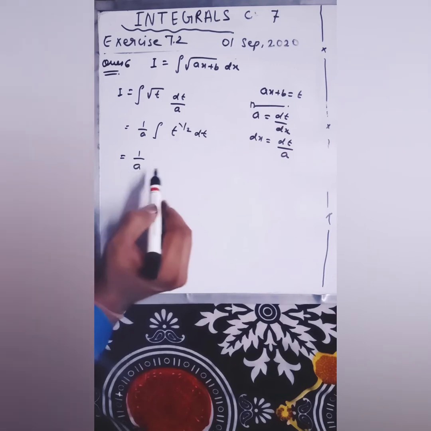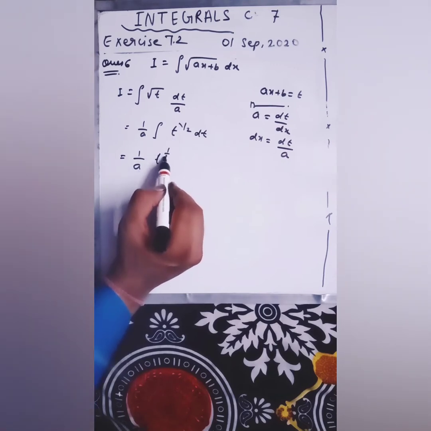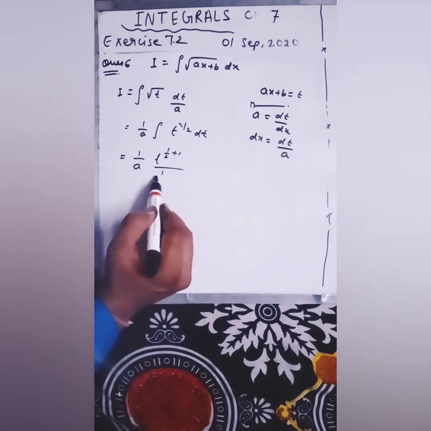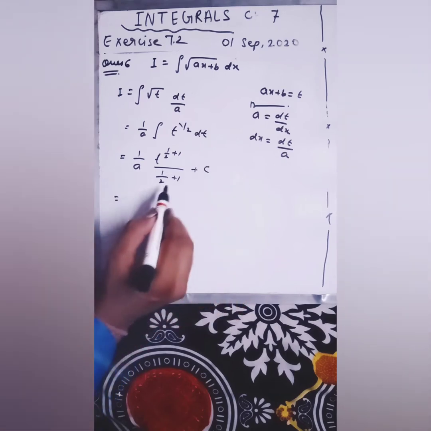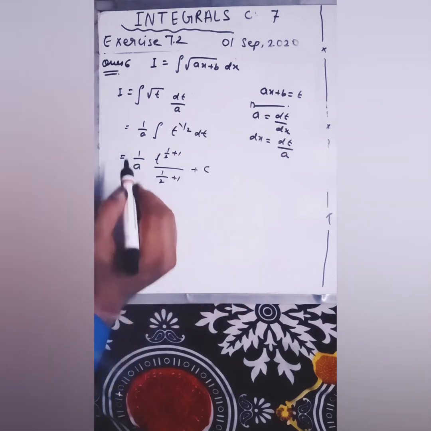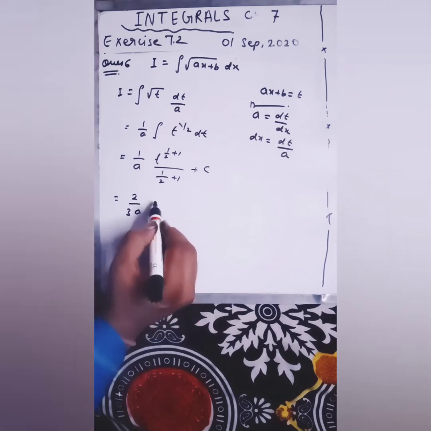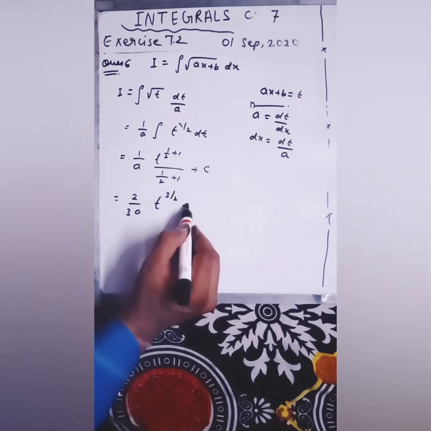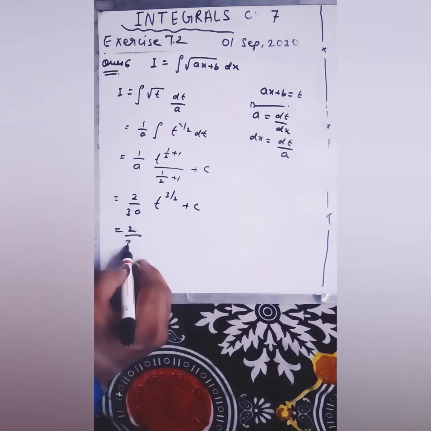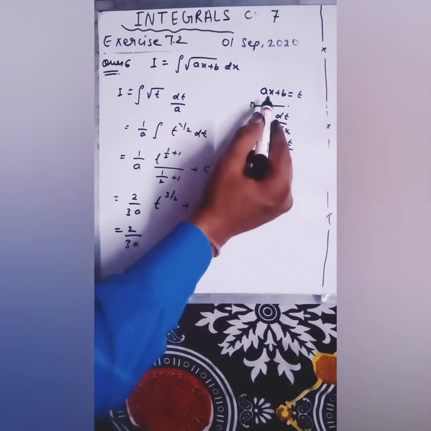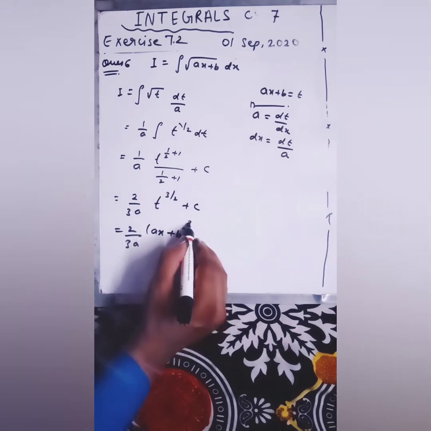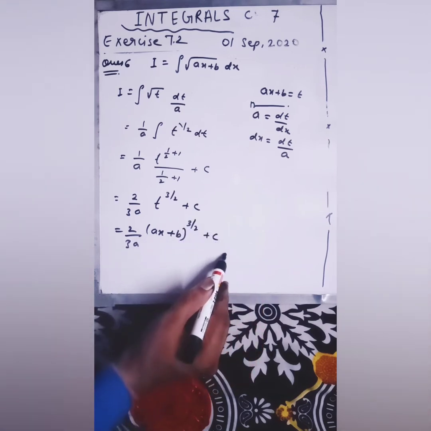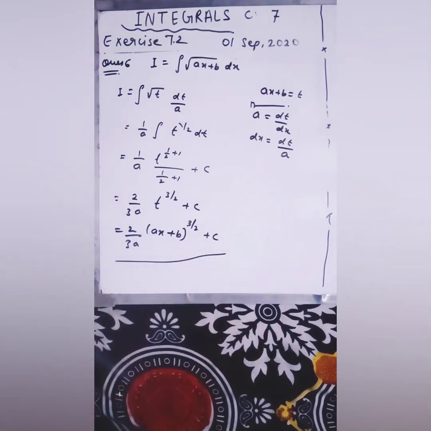So 1 by a, and the integration of this would be 1 by 2 plus 1. You have to add 1 to the power, that is 1 by 2, and you have to divide by the power, plus c. So when you solve it, you will get 3 by 2. So it will come here as 2 by 3a, and t raised to power 3 by 2 plus c. 2 by 3a, and in place of t you have to put this value, that is ax plus b, and this whole raised to power 3 by 2 plus c. So this is the required answer. Got it?